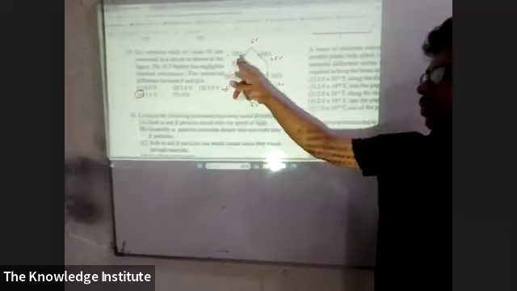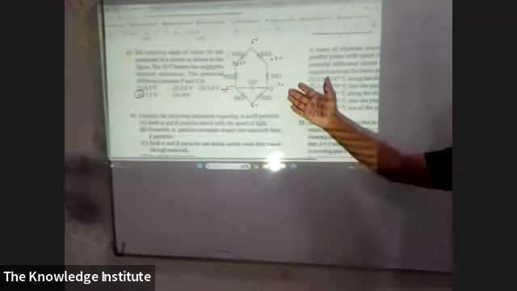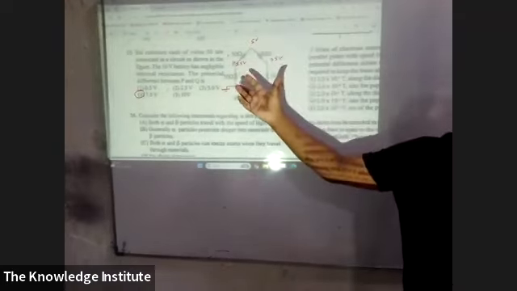Now what you can do is you can find here P potential value using that equation. But anyway, this is very straightforward.